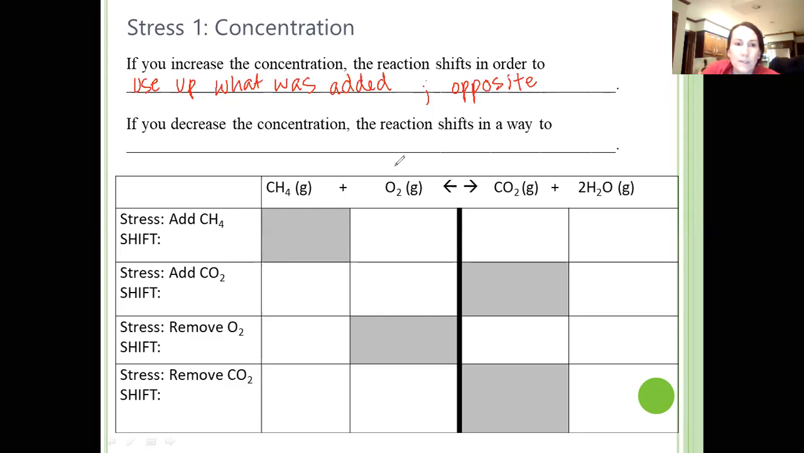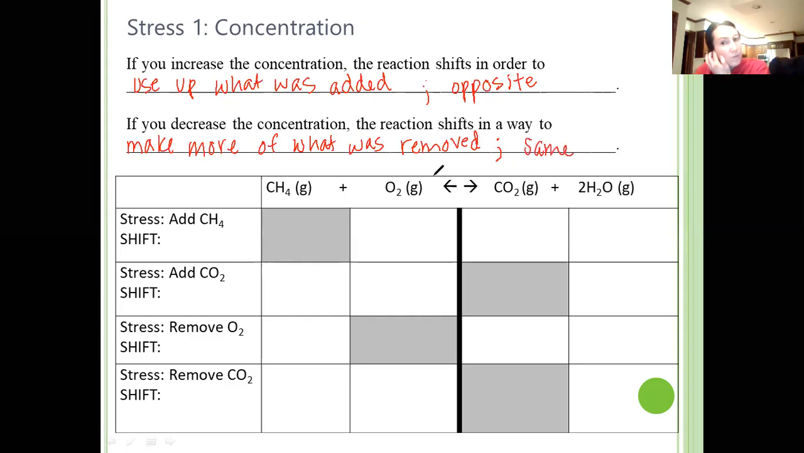Okay, if you decrease the concentration, the reaction shifts in a way to make more of what was removed. The only way it can make more of what was removed is shifting in the direction of the removal. So it shifts to the same side as what was removed. So if I remove something on the left, it shifts to the left. And if I remove something on the right, it shifts to the right.